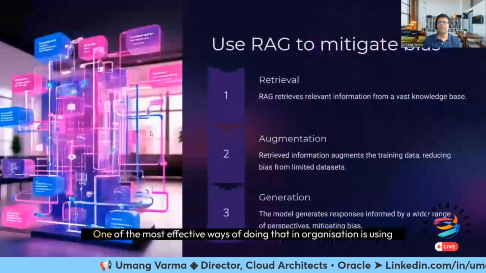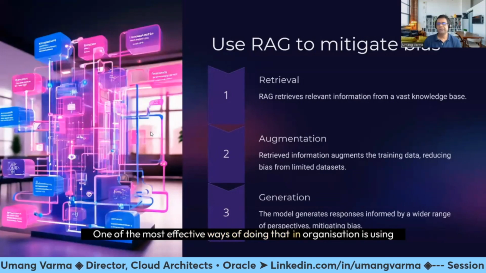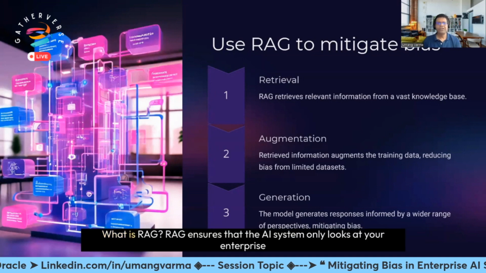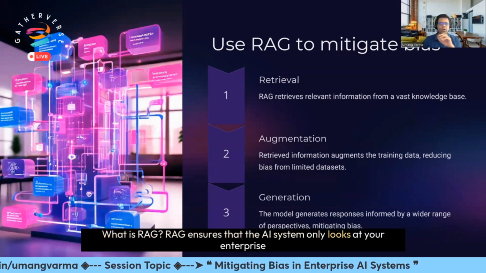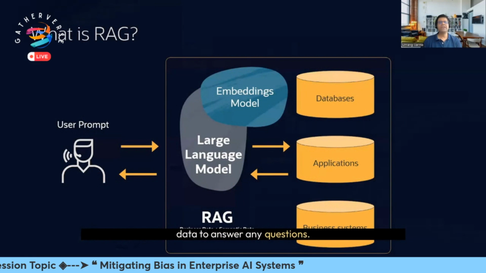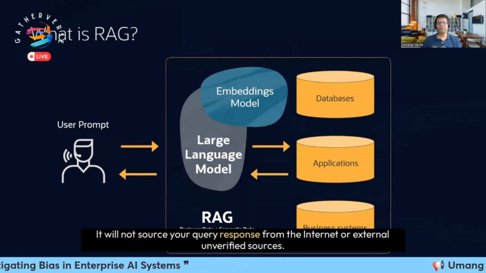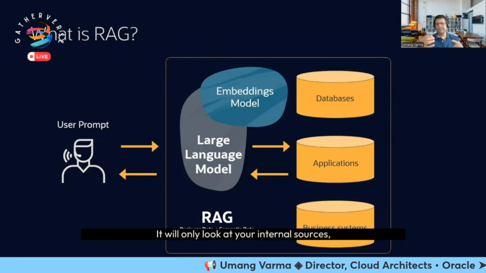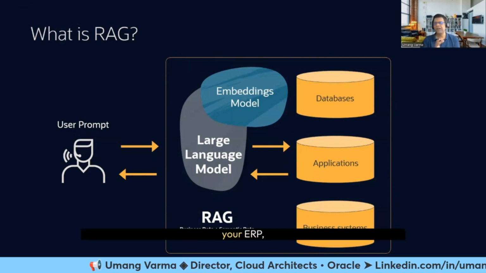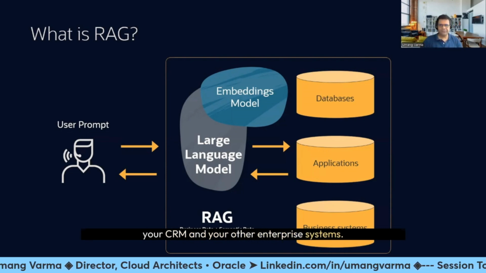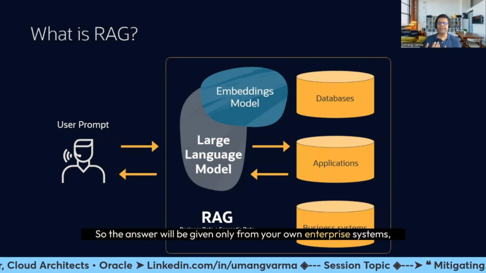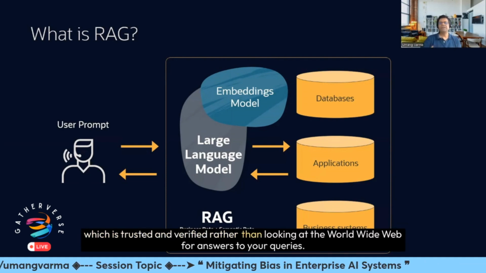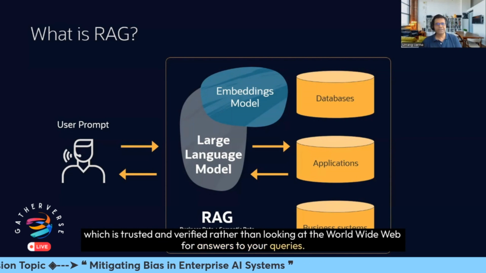Now, one of the most effective ways of doing that in an organization is using retrieval augmented generation or RAG. What is RAG? RAG ensures that the AI system only looks at your enterprise data to answer any questions. It will not source your query response from the internet or external unverified sources. It will only look at your internal sources, be it your core banking, your service systems, your ERP, your CRM, and your other enterprise systems. So the answer will be given only from your own enterprise systems, which can be cited as a source, which is trusted and verified, rather than looking at the World Wide Web for answers to your queries.